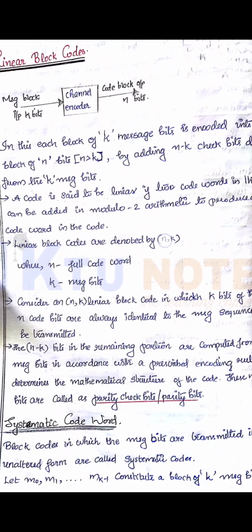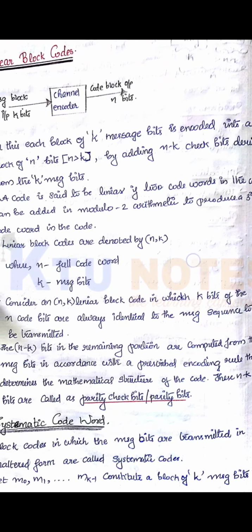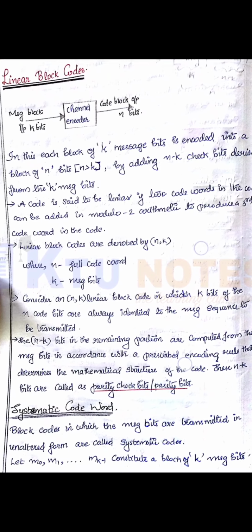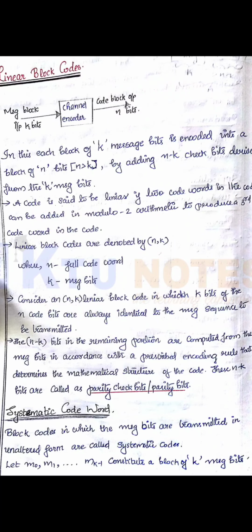Each block of k bits is encoded into a block of n bits, where n is greater than k, by adding n minus k check bits, which are derived from the k bits. So we are adding n minus k bits in the channel encoder, derived from the k message bits. A code is said to be linear. So the output is a block code.